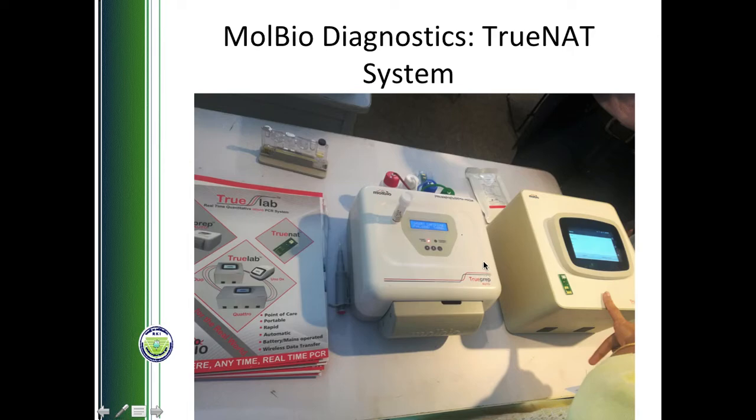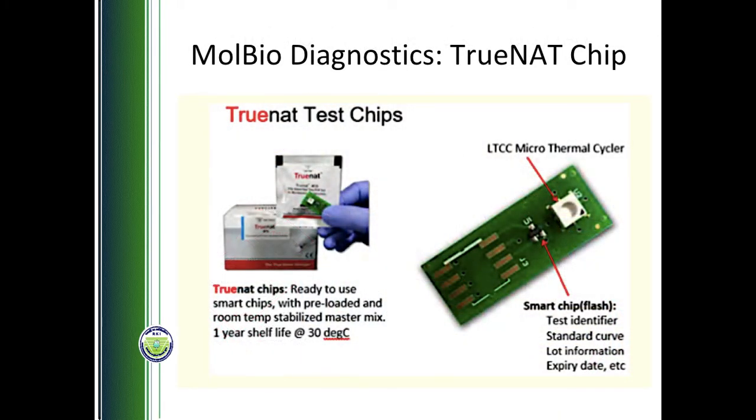Now the reagents in the TrueNet system are placed in what is known as a smart chip. So the TrueNet smart chip looks something like this. Reagents, or what we call master mix, are already present in a microfluidic chip. From this, reagents come to a very small thermal cycler where we are adding the sample also, that is purified RNA or DNA, and then the qPCR is carried out and reading is taken. So this is what we call the TrueNet chip.